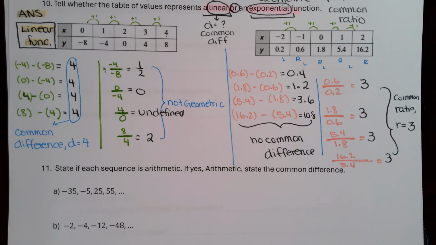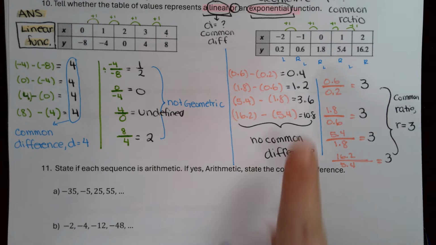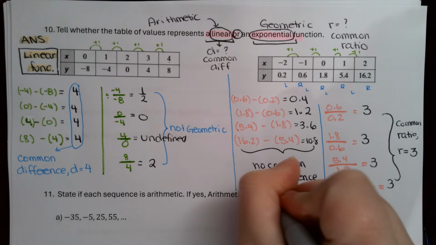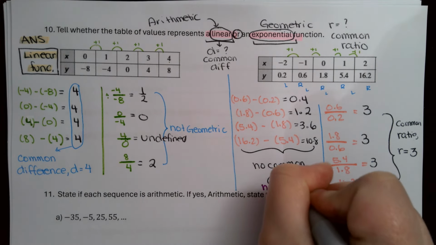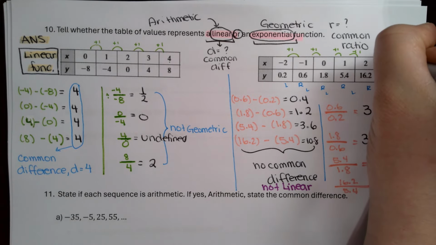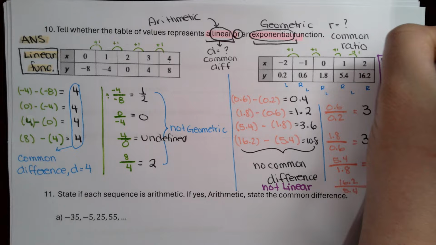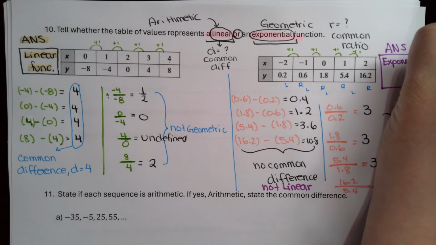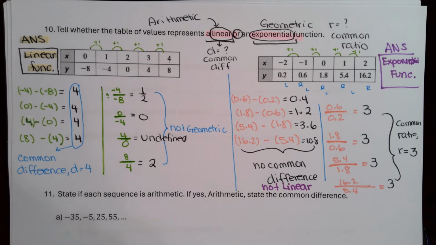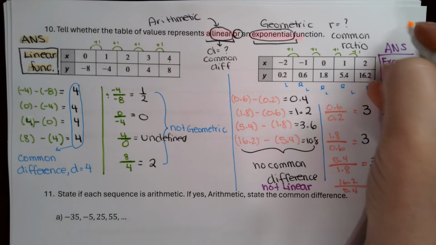Okay, so it is a common ratio of 3. So what is the question asking us? It's asking us to choose from two things, linear or exponential. Because there is no common difference, it is not linear. Okay, not arithmetic. So for our answer, we're going to write that this is exponential or geometric. So exponential function. And this is our answer.